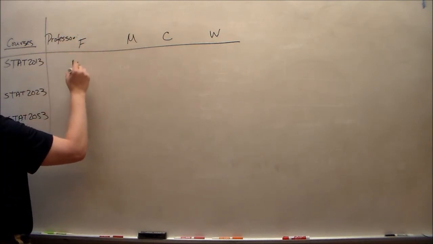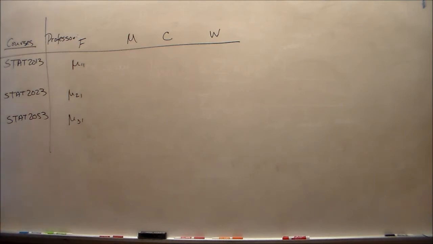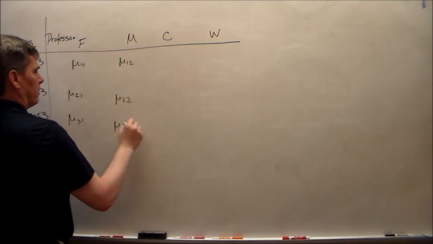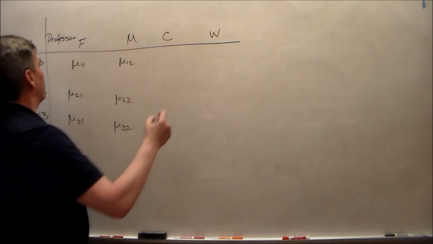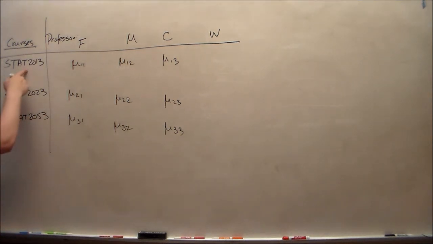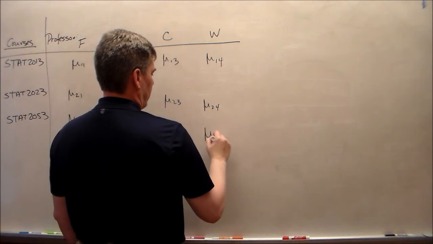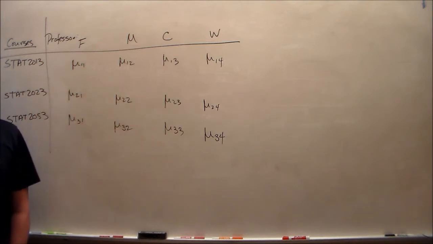Inside each of these cells, there's a population mean. So the true, or the population, DFW rate for Stat 2023 with Professor Forsberg is mu sub 2,1. For Michelson, for Stat 2053, the population average again is mu 3,2. For Cheney, the population average for DFW rate in Stat 2013 is mu 1,3. So these are population means. Again, we're always trying to draw conclusions about the population means given samples.